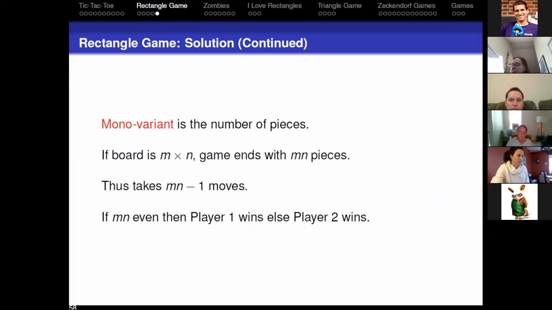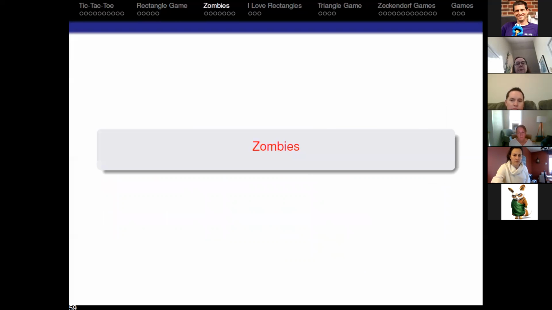Okay, so if we have an m by n board, just doing it more mathematically, the number of moves is mn minus 1. And so if mn is even, then player 1 wins, else player 2 wins. So I'm going to now take this idea and associate it to another game, the zombie game.